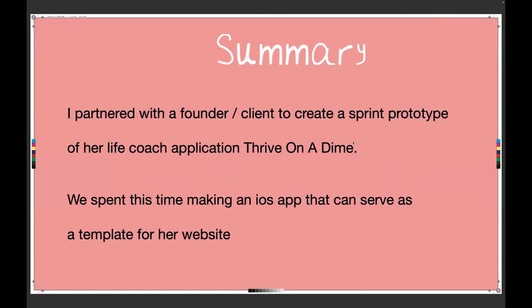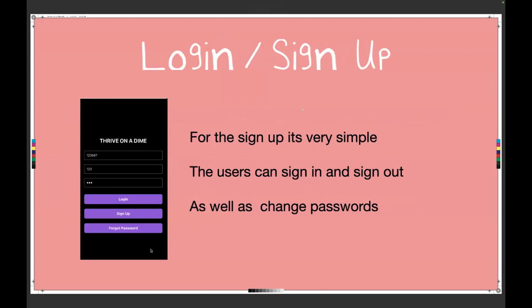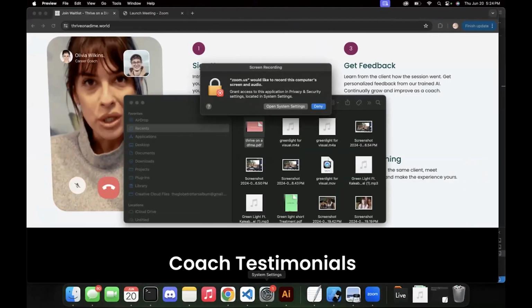In summary, I partnered with the founder and client and we created a sprint prototype of her life coach application, Thrive on a Dime. You're supposed to have about 2.5 weeks to work on this project. I initially only had 2, because I spent the first 3 going to startup week, which our teachers encouraged, and it was a really great experience. So just keep in mind it was a quicker sprint. But I will show you a live prototype of the app right now.